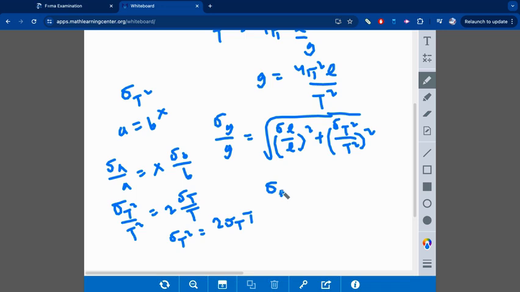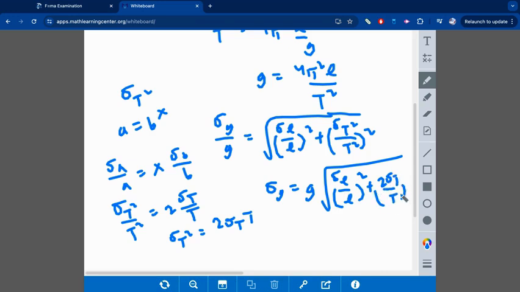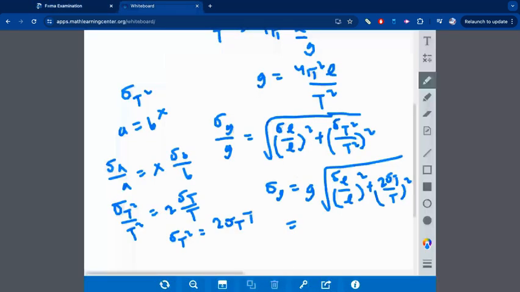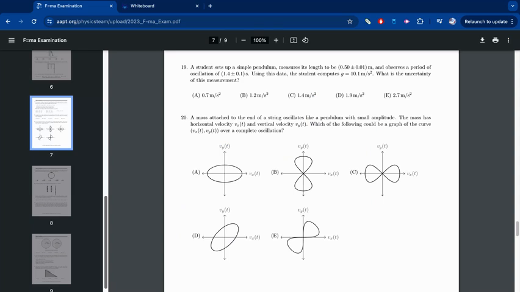So now we're solving for the uncertainty of g. It's going to be this. And so if we plug in all these quantities, so 10.1 for g, and so on, we get a value of about 1.4 for the uncertainty, which gives us C.